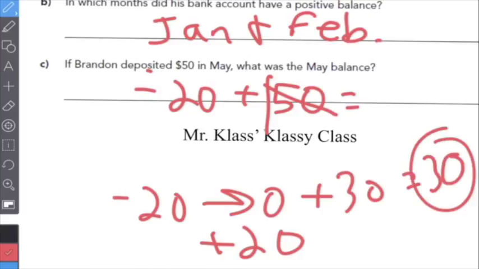So again, I start at negative 20. I want to add 50. So what I do is I go from negative 20 to 0. So how did I get there? I went 20. So what's left then to go? Well, I subtract 20 from 50, and I would get 30. So the answer is going to be 30.